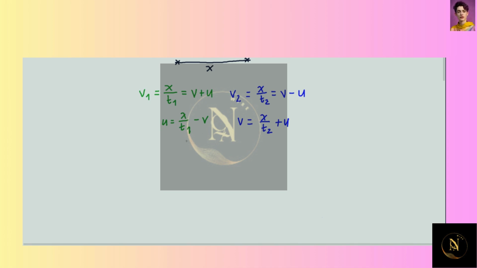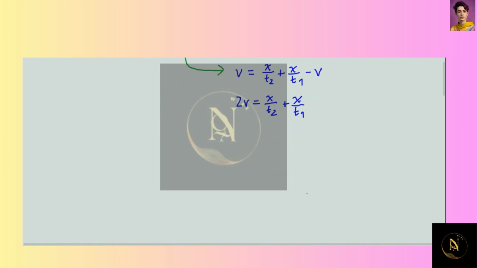Now what we're going to do is use this expression for u to find v. And we obtain that v is equal to x over t2 plus x over t1 minus v. We're going to move this v to the other side, and we end up with 2v equals x over t2 plus x over t1.